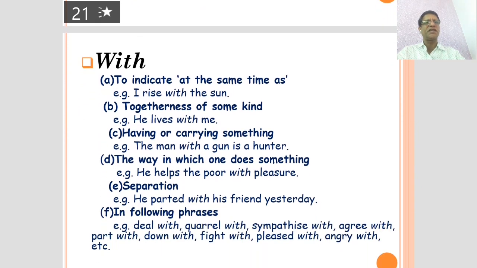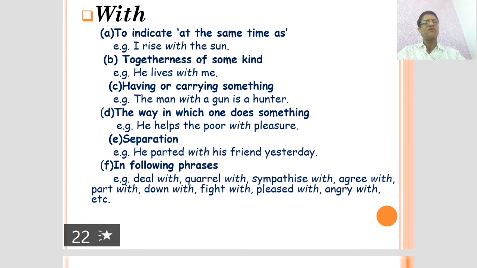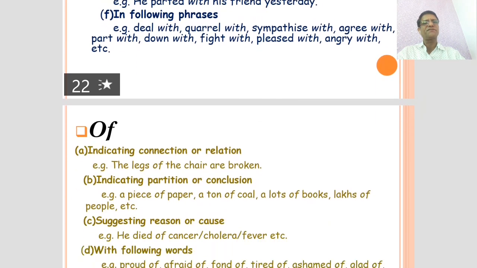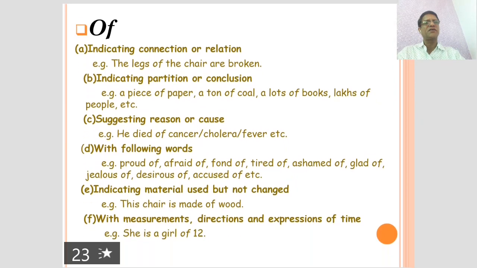Now with, to indicate at the same time as: I rise with the sun. Togetherness of some kind: He lives with me. Having or carrying something: The man with a gun is a hunter. The way in which one does something: He helps the poor with pleasure. Separation: He parted with his friends yesterday. In the following phrases: deal with, quarrel with, sympathize with, agree with, part with, down with, fight with, pleased with, angry with, etc.